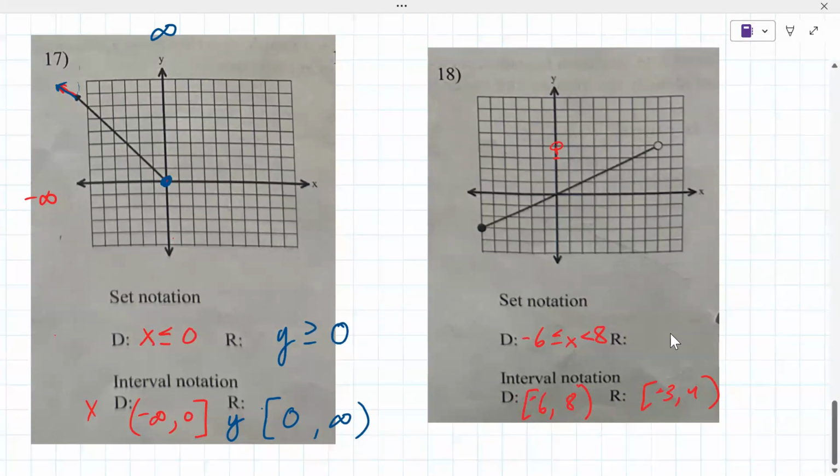And how about give me the range now? -3, less than or equal to because it includes that, and then y, and then less than the other y value, which is 4. Okay. I think I got that.